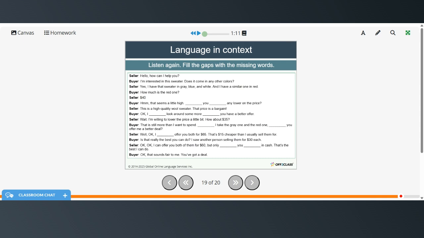All right, so we're going to listen again, and this time you can fill in the gaps with the missing words and follow along.